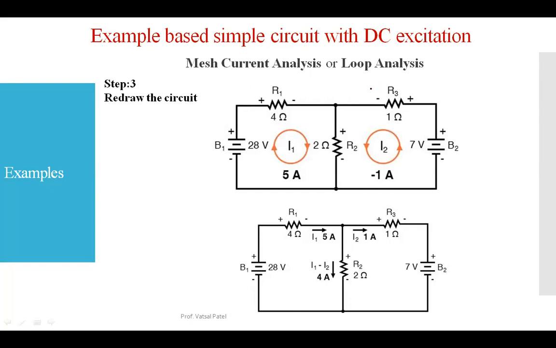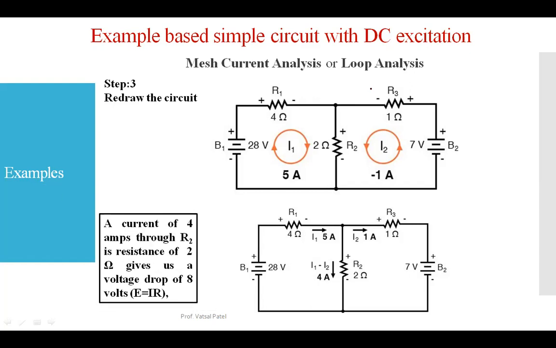So this is about the mesh analysis or the loop analysis method. So the current of 4 ampere through the resistance R2 of 2 ohm, that is our final answer. If you don't write this, then it is also okay. You can draw up to the last diagram which is seen here. So can we go ahead now?